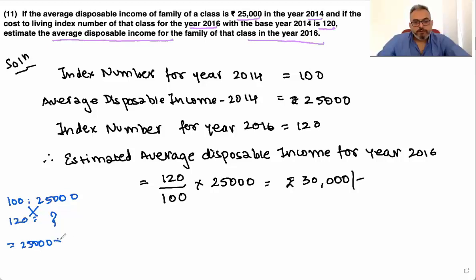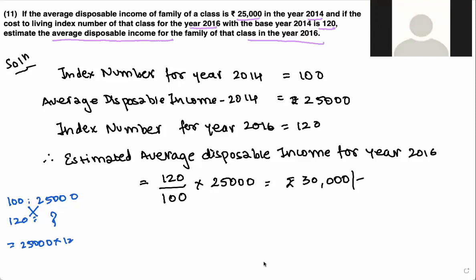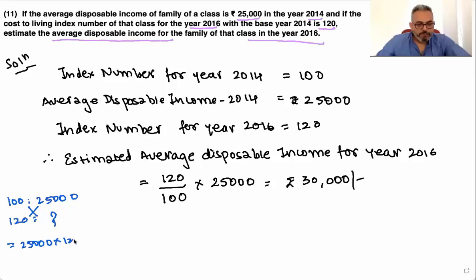25,000 into, Dhanshri, mute yourself. Dhanshri, 25,000 into 120 divided by 100, which is equal to 30,000.